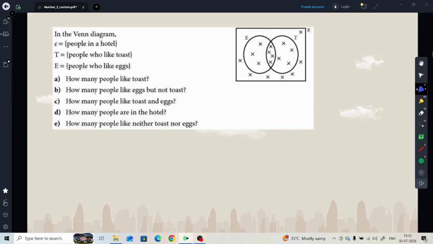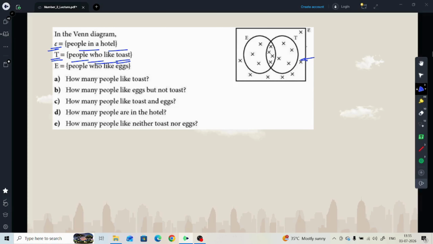Now, let's do one question. Here it says that in the Venn diagram, the universal set is people in a hotel. So that's our universal set. And T is people who like toast. This cross actually represents all the persons lying in that particular hotel. And whatever is lying inside T is basically reminding us of the people who like toast.